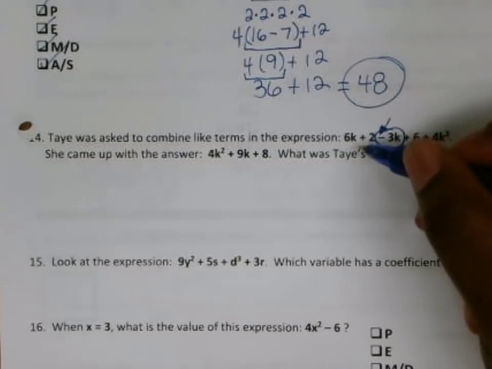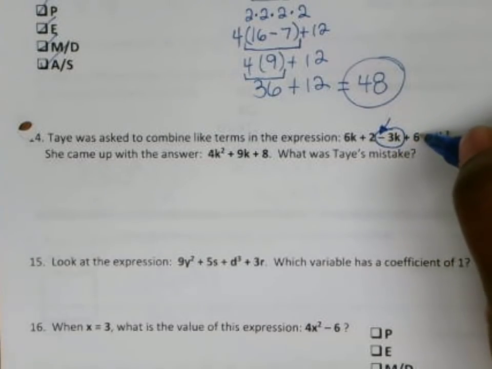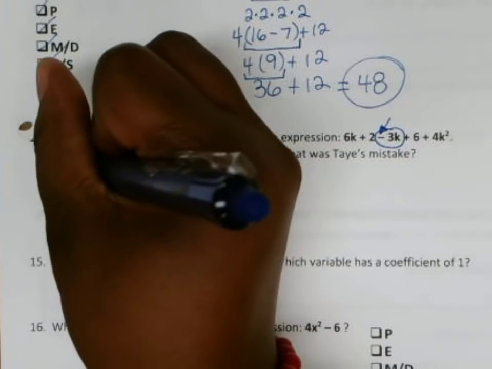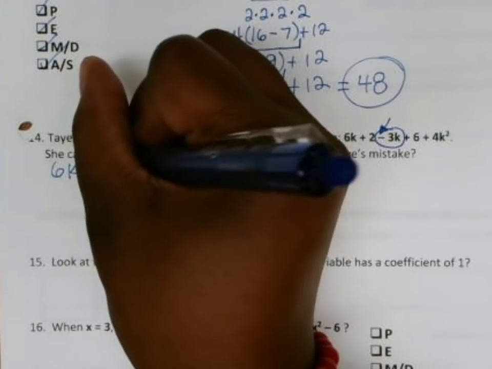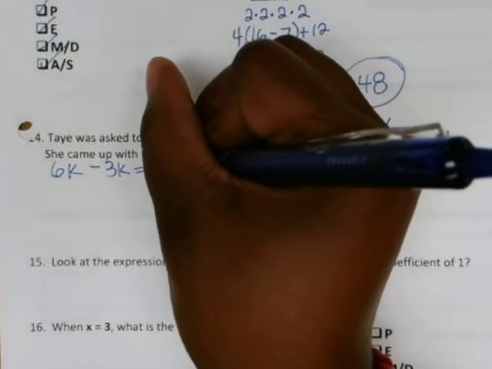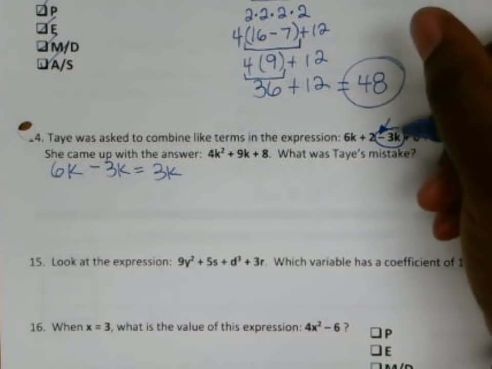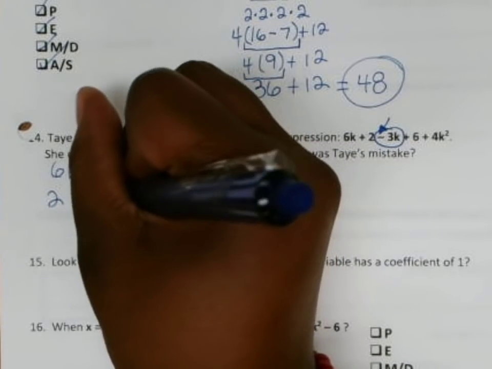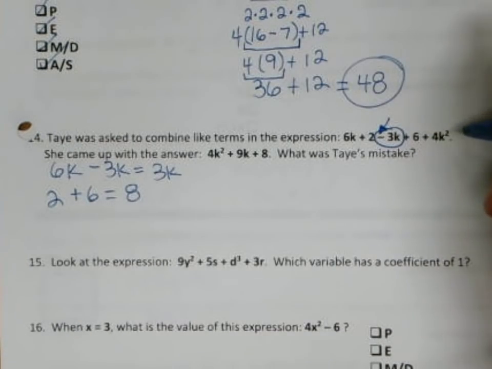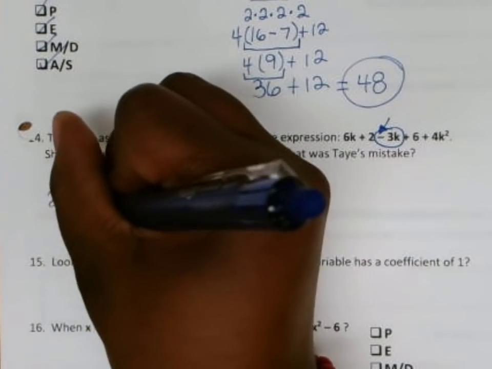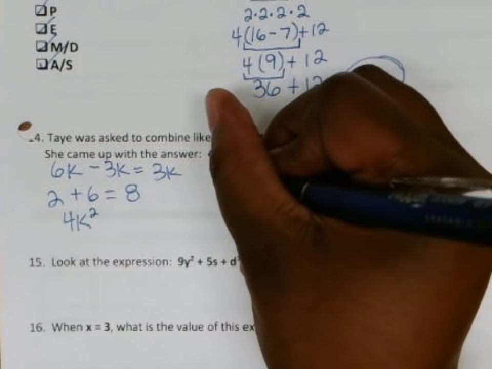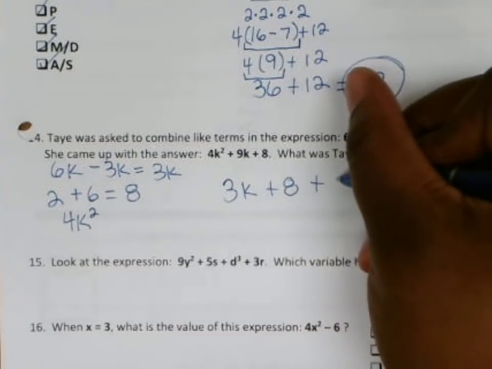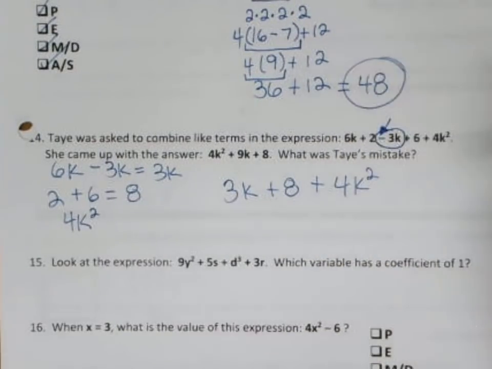So let's look at this. I have 6k plus 2 minus 3k plus 6 plus 4k squared. So my 6k has a like term of subtracting 3k. That gives me 3k. And now I have 2 plus my 6. That gives me 8. And then I just have 4k squared that's left. So my simplified answer would be 3k plus 8 plus 4k squared.